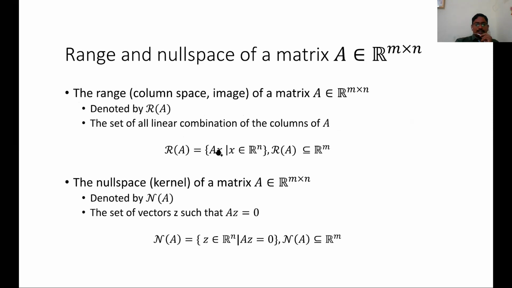How do you find linear combinations? In that previous slide, A into X: the first column multiplied by X1, the second column multiplied by X2, and so on. All the linear combinations of the columns of A is nothing but the column space. It is also called the image space. And what is null space? For the null space, you need to find all those vectors Z such that A into Z is 0. So this is the null space.